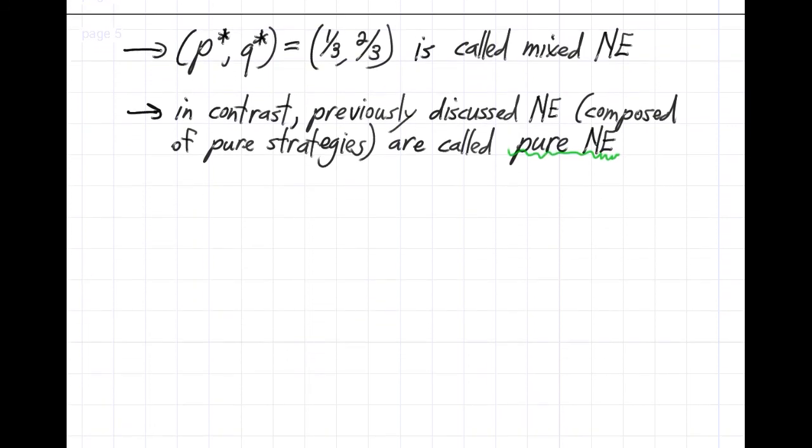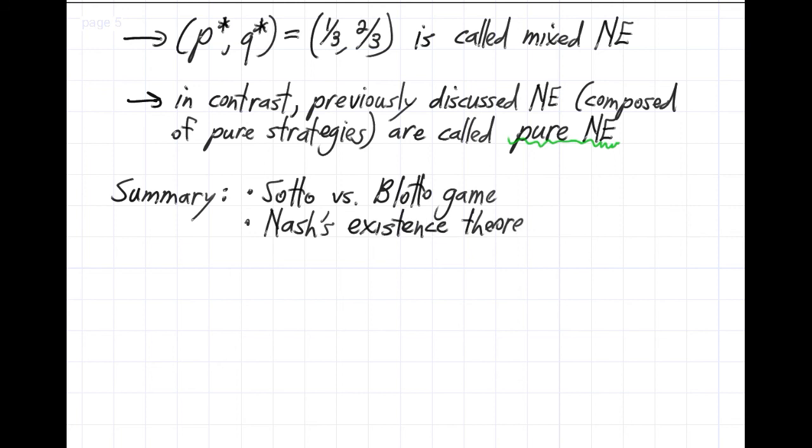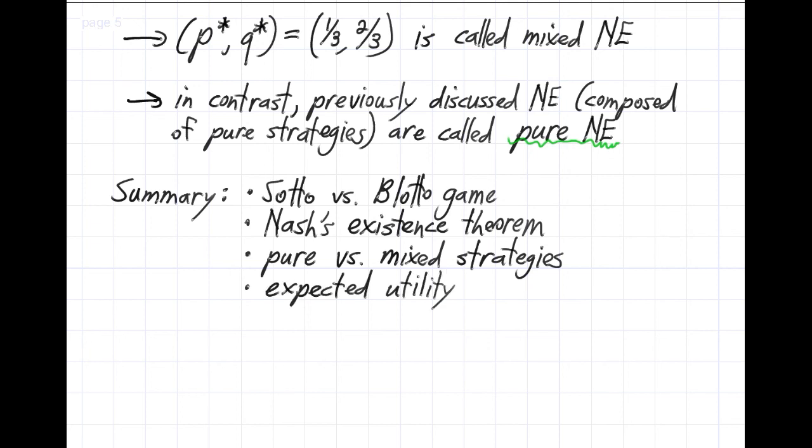Okay, let's just quickly review what we did today. We talked about the Sotto versus Blotto game. We introduced the concept of Nash's existence theorem, which states that there's always a Nash equilibrium in a finite game. And that led us into the idea of discussing pure versus mixed strategies. In order to figure out the value of a mixed strategy, we had to work out the expected utility. And that led us to the idea of a mixed Nash equilibrium, and we compared that with pure Nash equilibrium.